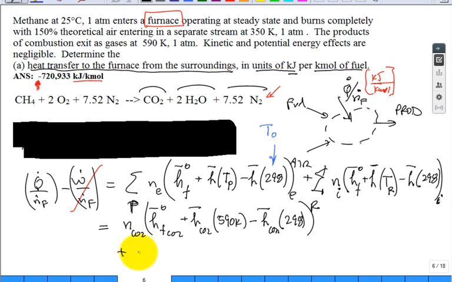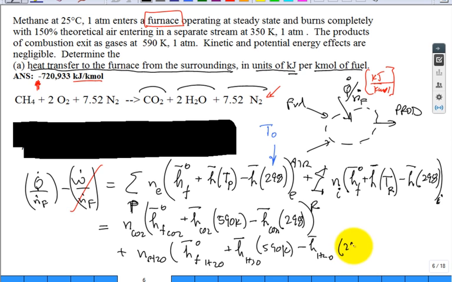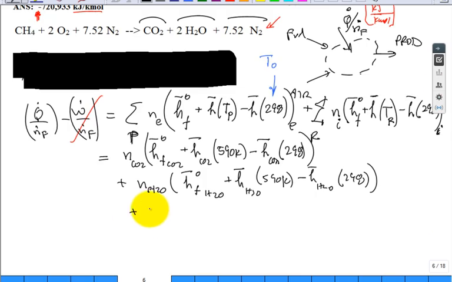You have the stoichiometric coefficient for the H2O. You have the enthalpy of formation of the H2O. You have the enthalpy of the H2O at 590 Kelvin. You have the enthalpy on a molar basis of the H2O at 298 Kelvin. Professor, you have absolutely convinced me. This is super tedious. The stoichiometric coefficient of the N2, the enthalpy of formation of the N2, the enthalpy of the N2 at 590 Kelvin minus the molar enthalpy of the N2 at 298 Kelvin.